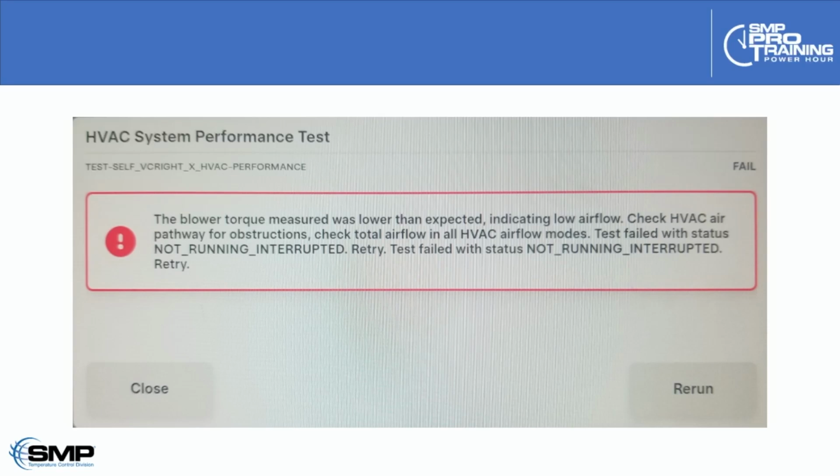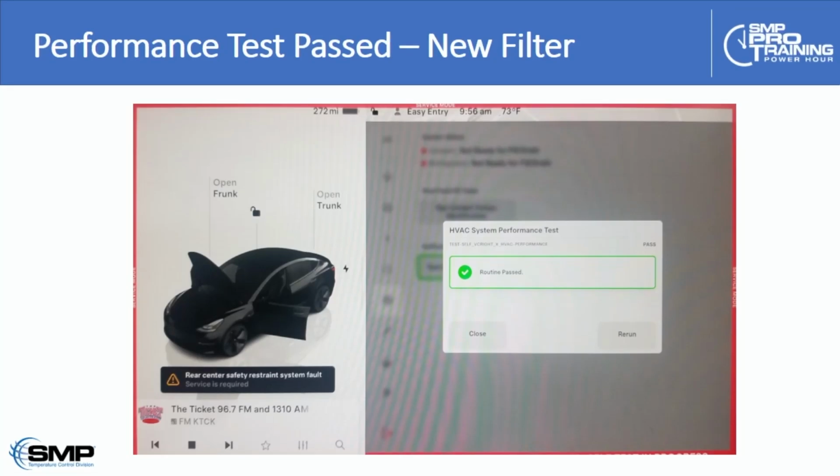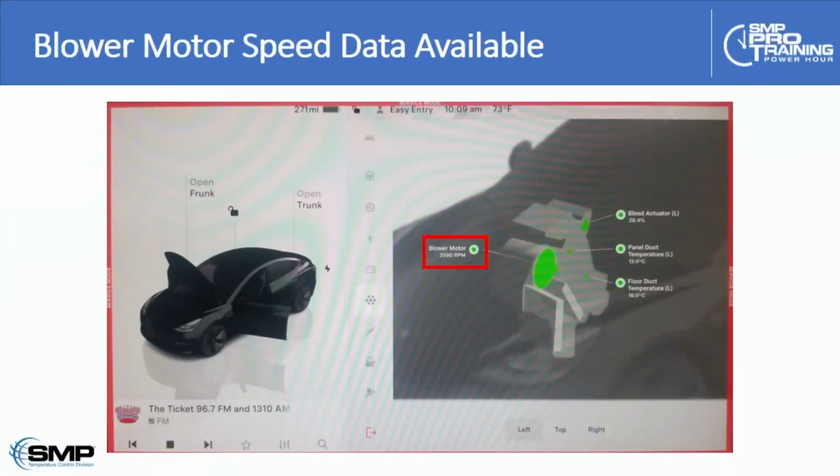And this is up close. This is what the actual error message read. It failed this AC performance test. And when we checked, it's pretty obvious from looking at these pictures here, the cabin air filter is very significantly clogged. With the new cabin air filter installed, now the test passes. And I should also just point out here in the red box, you can actually read the actual blower motor speed in the center stack on this Tesla.